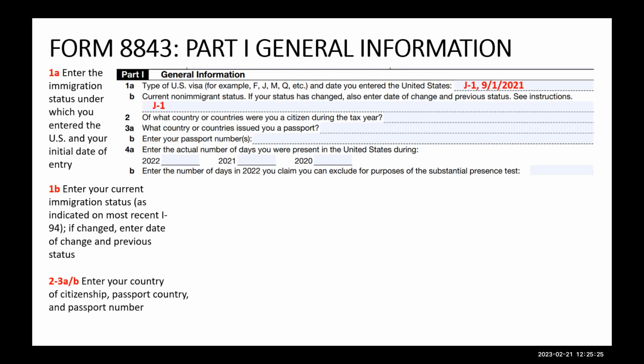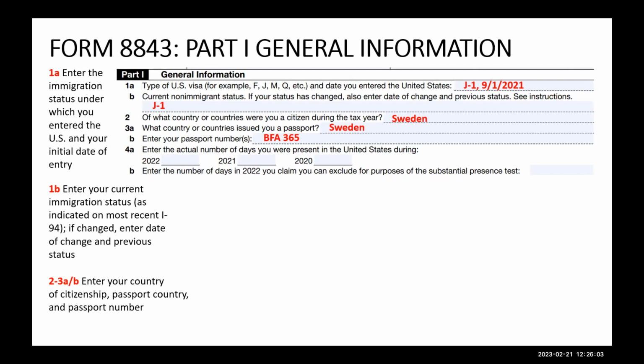For the next questions 2 and 3, they're going to ask for your citizenship countries during the tax year. So this is, you're a non-resident alien. So what was your citizenship country for this tax year of 2022, if you're not a resident alien here? And then they're going to also ask you what country issued you your passport that you traveled to the US on. And again, for those of you who may have multiple passports, you would use the passport that you used to enter the United States with.